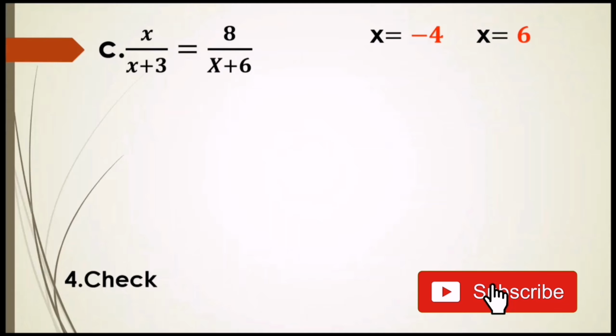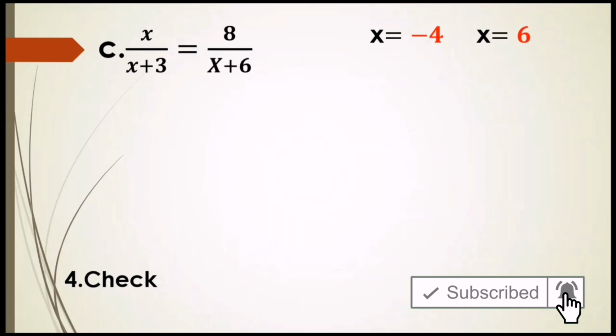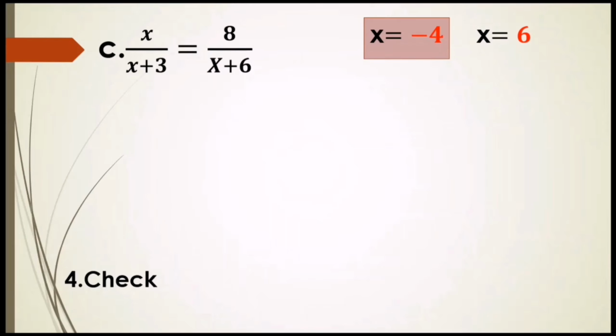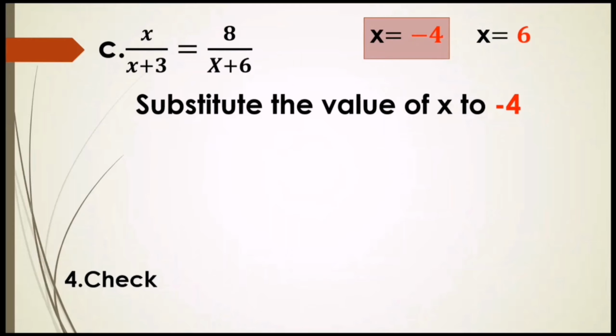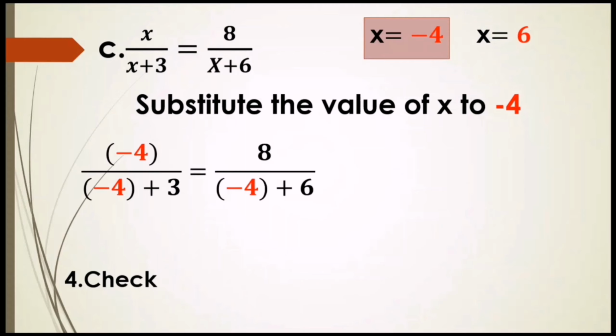Okay? So the first thing that we need to do is to substitute the value of our x. So let us try first to substitute the value of negative 4 since we have two values of x. Negative 4, change all the values of x into negative 4 and then try to solve.